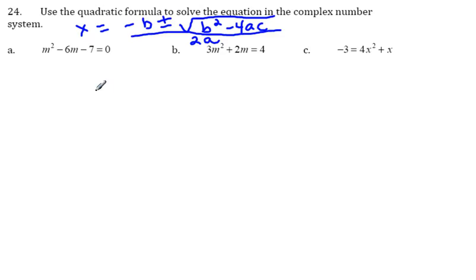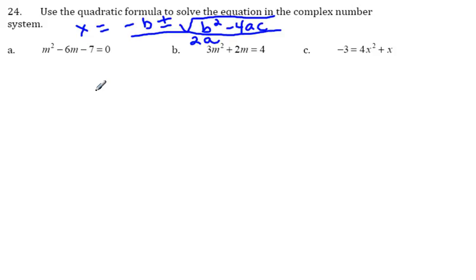For problem number 24, they're asking us to solve quadratic equations using the quadratic formula this time. Remember, we've already solved them by completing the square, we solved them much earlier in the review by graphing, and we've already solved them by factoring, so now we're going to solve them using the quadratic formula.